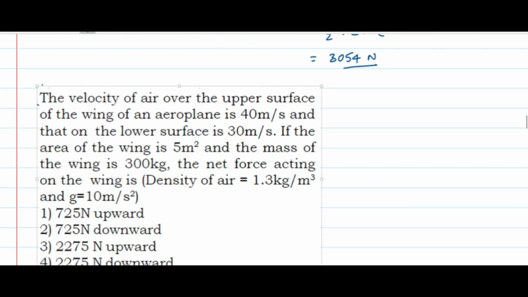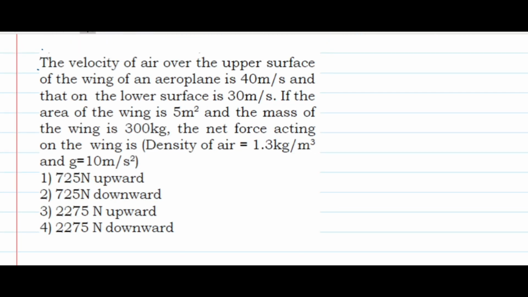Now look at the next question. The velocity of the air over the upper surface of the wing of an aeroplane is 40 meter per second and that of the lower surface is given as 30 meter per second. On the top surface the velocity will be 40 meter per second, and at the bottom it's given as 30 meter per second.